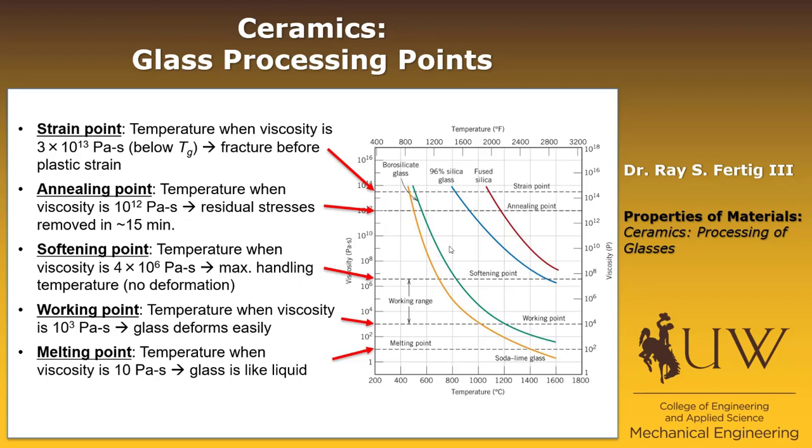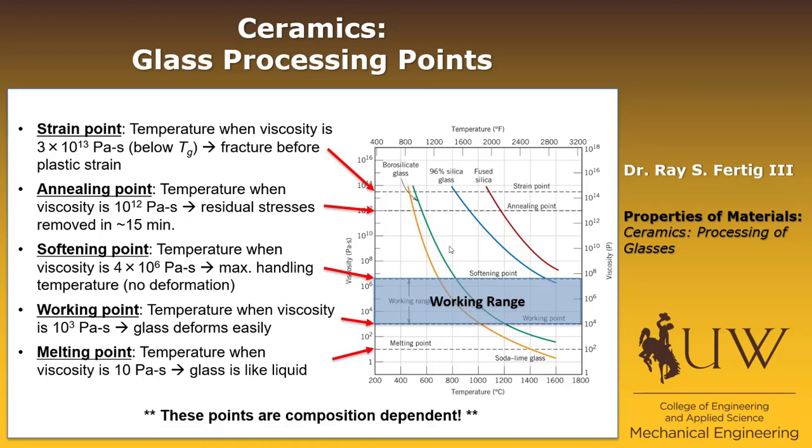A feature also from this graph that you need to be familiar with is that there's a working range where most of our processing is going to be occurring, and it exists between the working point and the softening point. And then finally, as you can see from the curve, these points are all composition dependent. So if we have a different composition of glass, we are going to expect a different value in any of these 5 points.